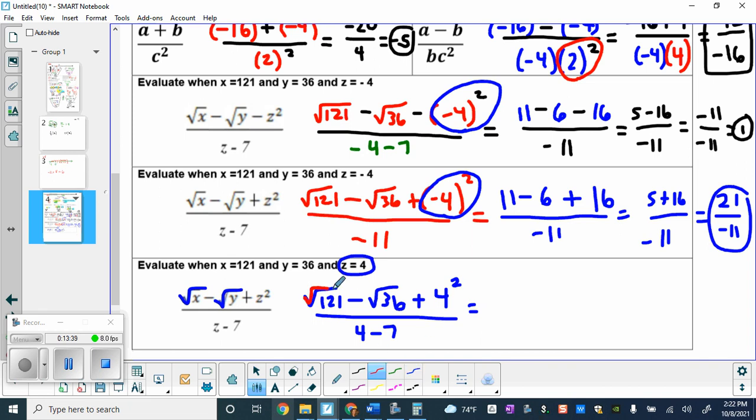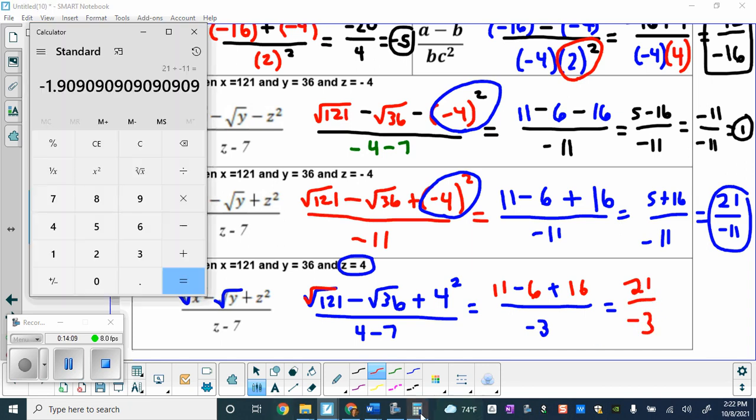Up top, we still have 11, and then a minus. We have a 6, and then a plus, and then 4 squared was 16. And then the denominator this time, we have different signs, so we're going to subtract and keep the sign of the bigger number, negative 3. So if you do 11 minus 6, that's a 5. And then 5 plus 16 is a 21. We already had that answer from up above. And now we're going to divide that by a negative 3. So a 21 divided by a 3 that's negative is a negative 7.